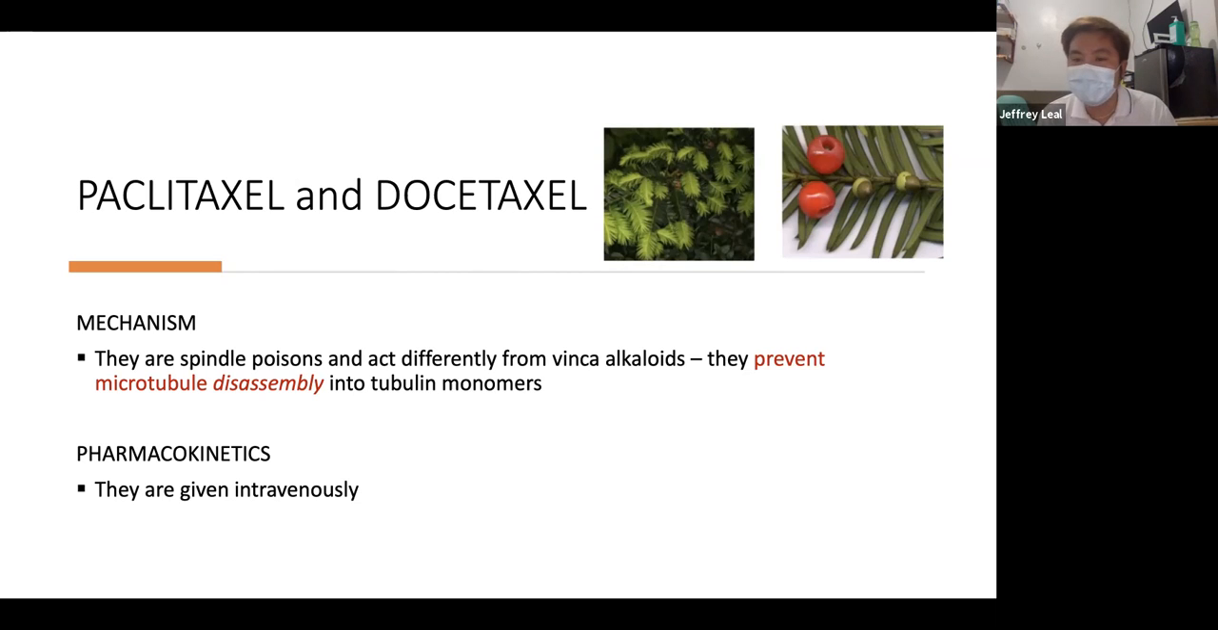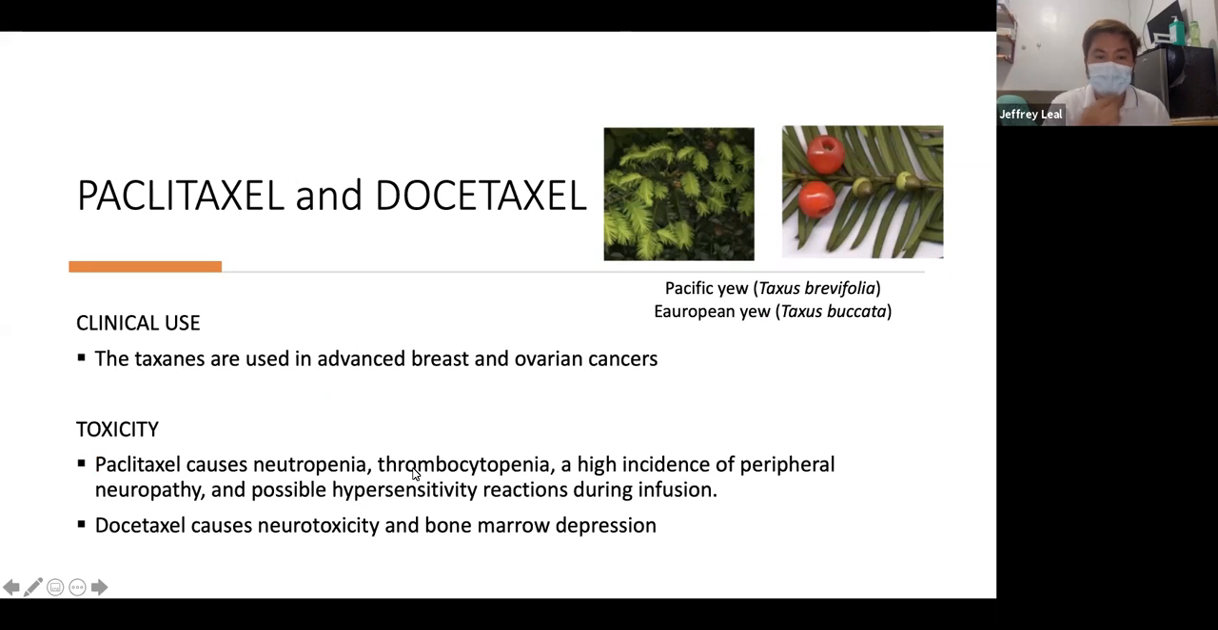They are derived from the bark of these plants. They are spindle poisons and act differently from your vinca alkaloids, which they prevent the microtubule disassembly into tubulin. Okay? And these drugs are given intravenously. Okay? The taxanes are used in advanced breast CAs and ovarian cancers.